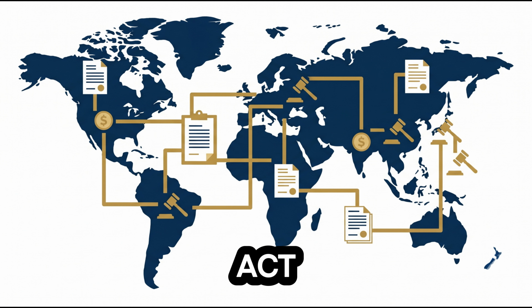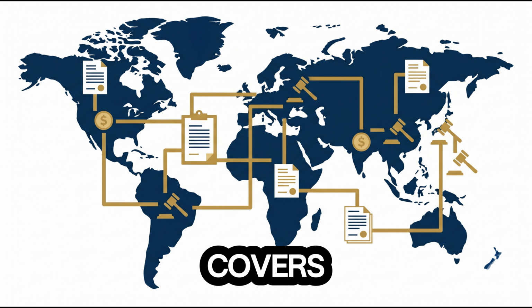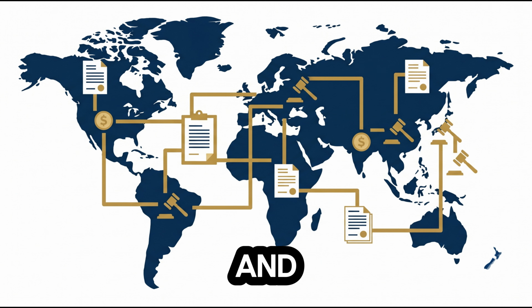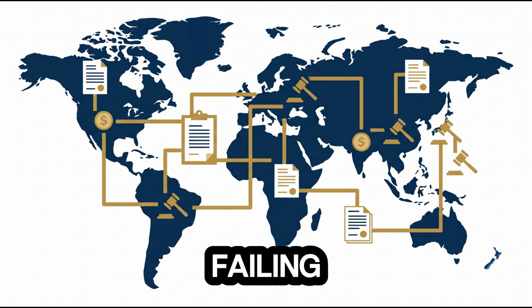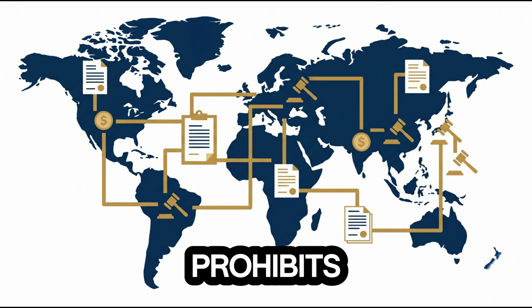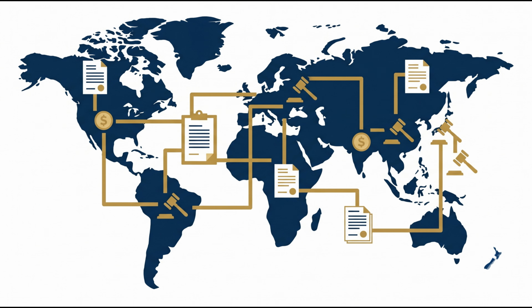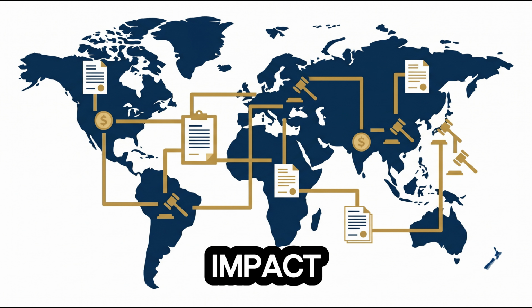UK Bribery Act 2010. One of the strictest ABC laws globally. Covers active and passive bribery, bribery of foreign public officials, and uniquely, a corporate offence of failing to prevent bribery. Has broad extraterritorial reach. US Foreign Corrupt Practices Act, FCPA. Prohibits US persons and issuers from bribing foreign government officials. Also requires accurate books and records, widely enforced with significant extraterritorial impact.